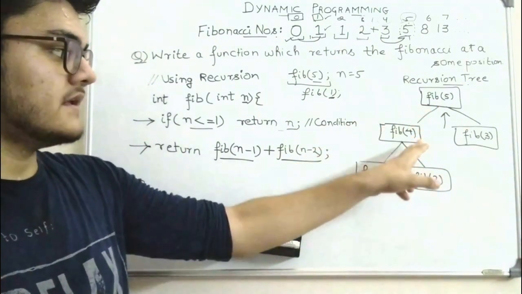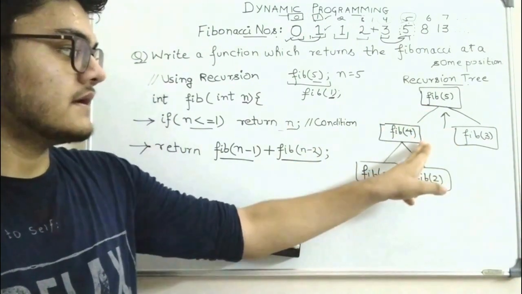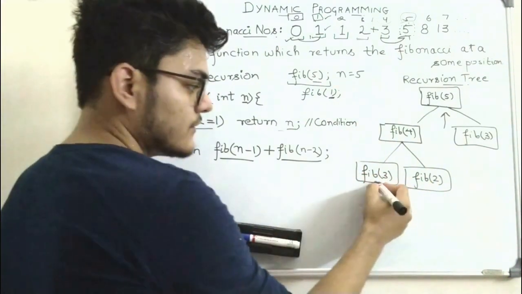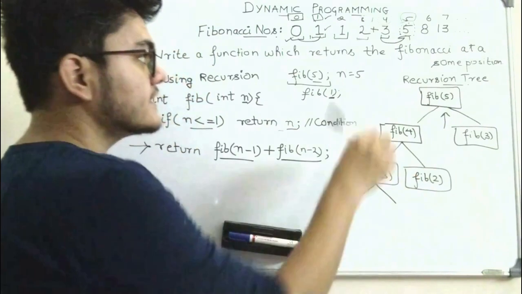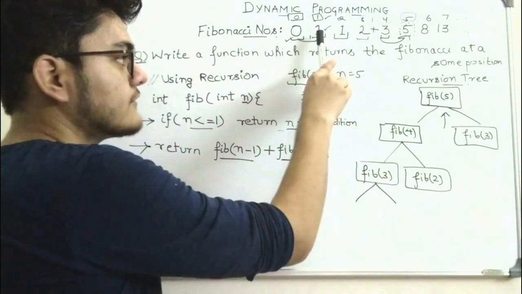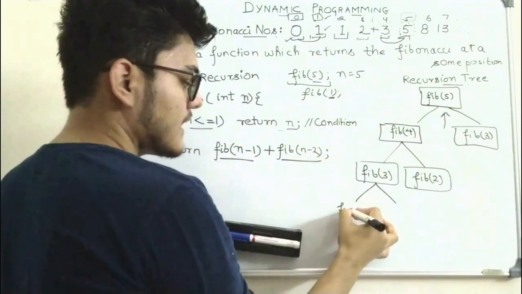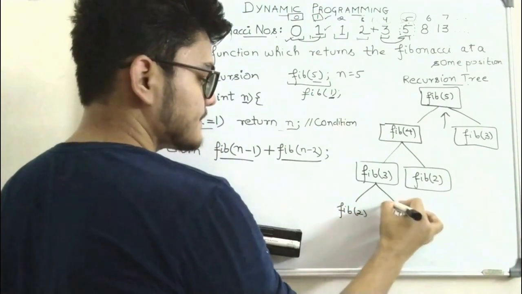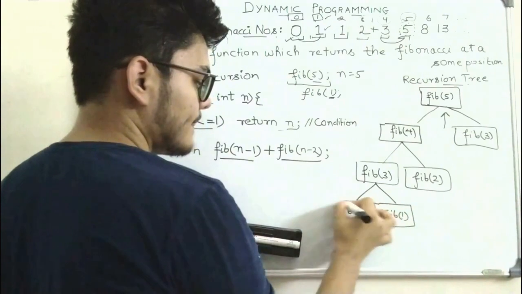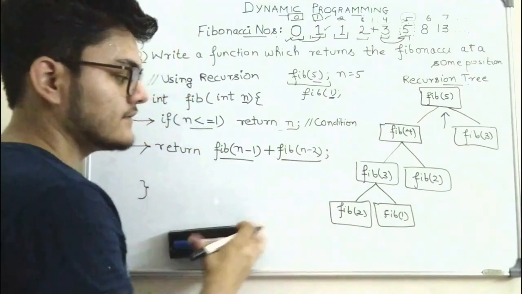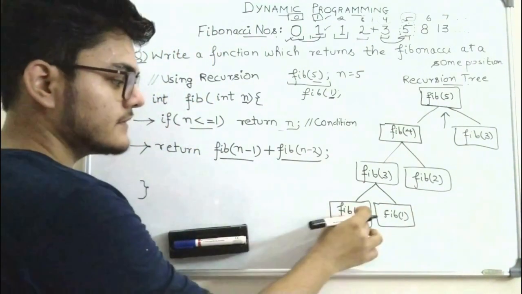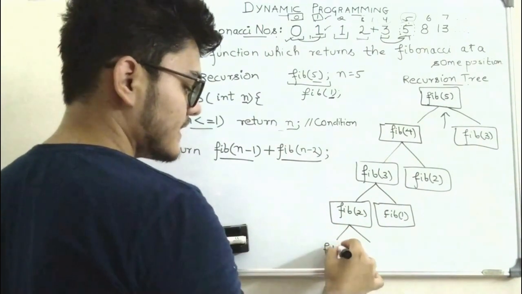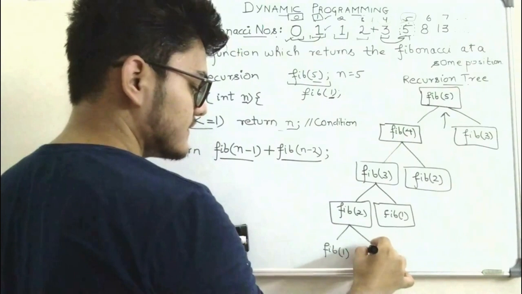This function makes a call to these two functions, and then again this function will make a recursive call to these two functions, and this will go on in this step. To calculate the Fibonacci number at the 3rd position, I will have to calculate the Fibonacci number at the 2nd and the 1st positions. As you can see here, to calculate the Fibonacci number at the 2nd position, I will first have to calculate the Fibonacci number at the 1st and the 0th position.